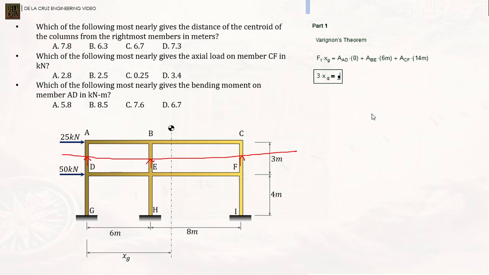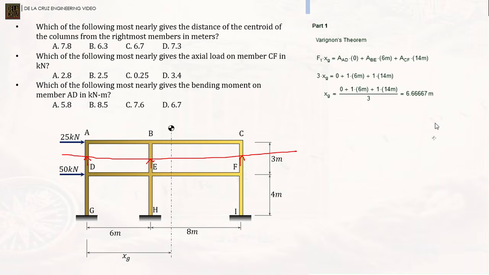So, pwede natin gawin na 3, gawin natin numerical na lang, tatlong columns times xg. Correct? Equivalent to 0, that one is 0, automatically that is 0, no? Plus, isang column na BE times 6 meters. Actually, 6 meters na lang diretso. Plus, isang column ng CF times 14 meters. Alright? So, masosolve natin yung xg dito by just dividing this whole term. Ito, copy ko lang. No? Divide natin yan by 3, and we have here xg.